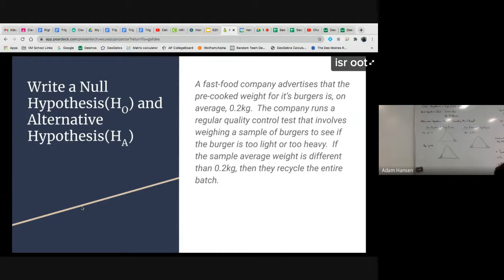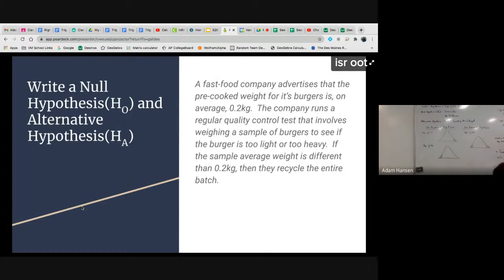A fast food company advertises that the pre-cooked weight for its cheeseburgers is on average 0.2 kilograms. The company runs regular quality control spot checks that involve weighing a sample of cheeseburgers to see if the burger is either too light or too heavy. They don't want to rip off the customers by not giving them enough protein, or give away too much. It can't be too light or too heavy. If the sample average weight is different than 0.2 kilograms, then that entire batch is scrapped. You recycle it and start over.